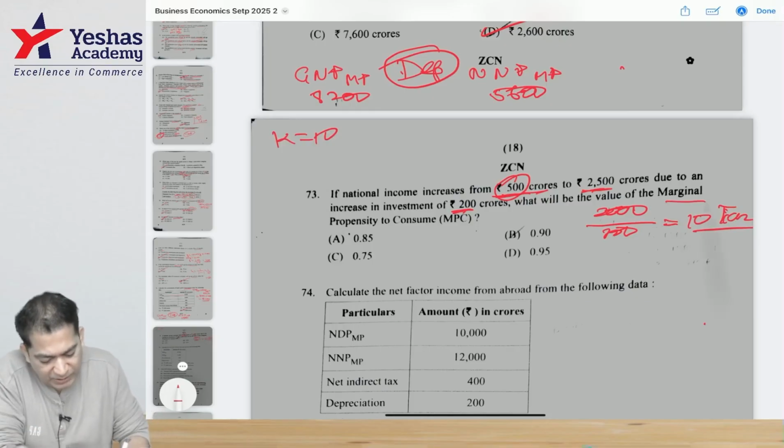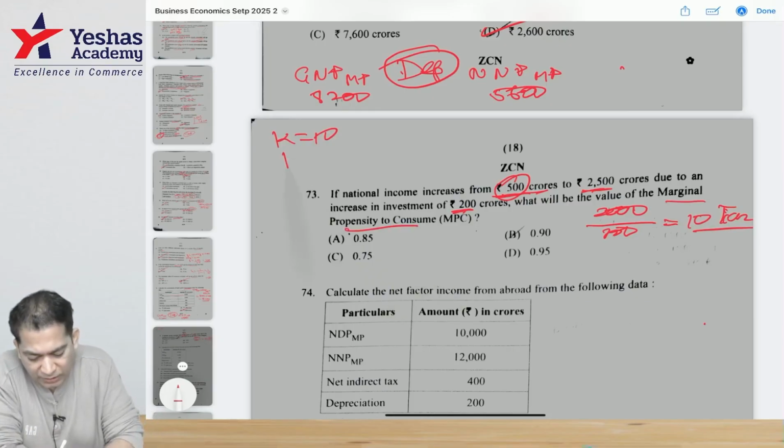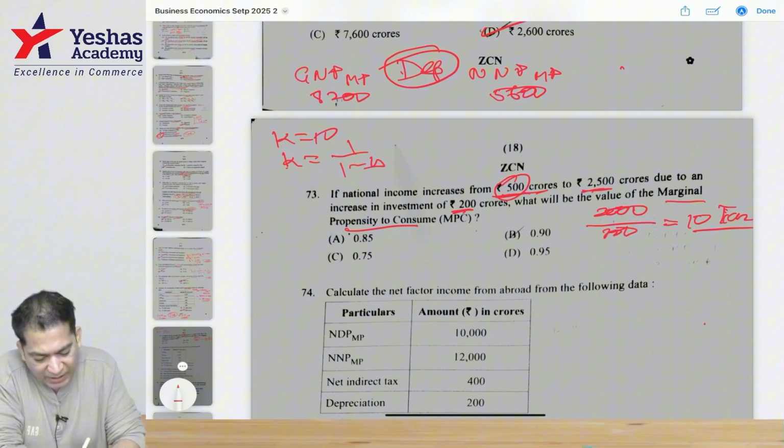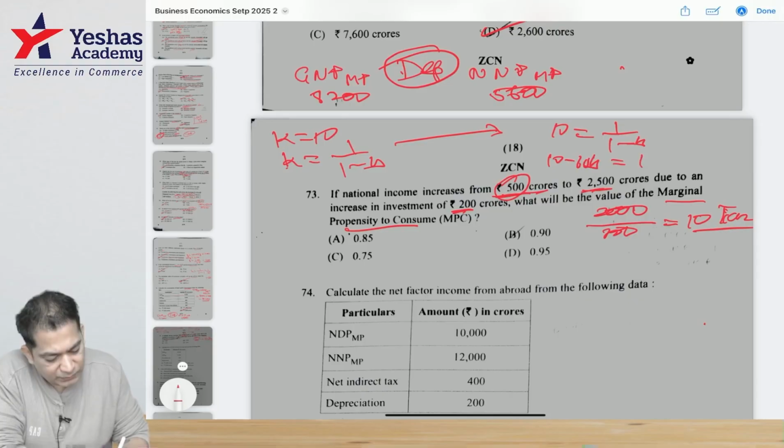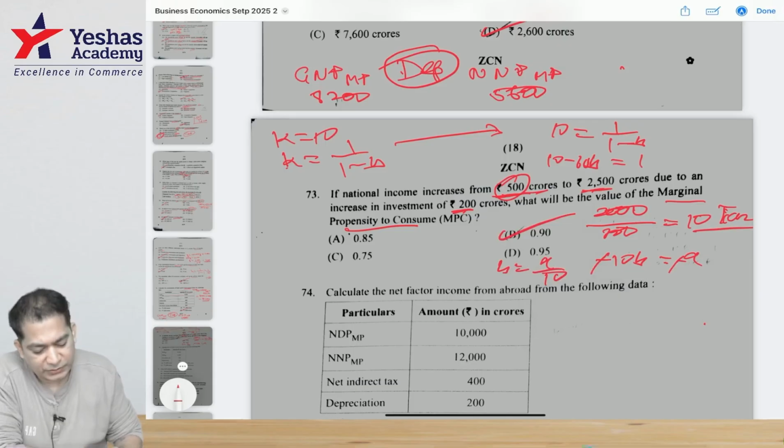And you have to find out marginal propensity to consume. We know another formula for K is 1 by 1 minus B. And we know that the value of K is 10. So, can we write it here? 10 equals to 1 by 1 minus B. So when I take it over there, it will become 10 minus 10B equals to 1. So minus 10B equals to minus 9. Minus minus cancelled out. So B will be 9 by 10. So 0.9.